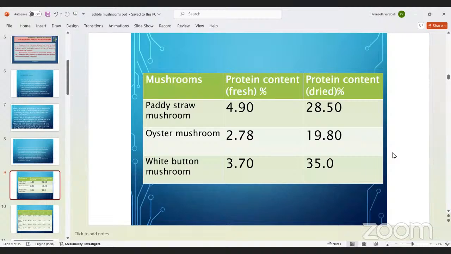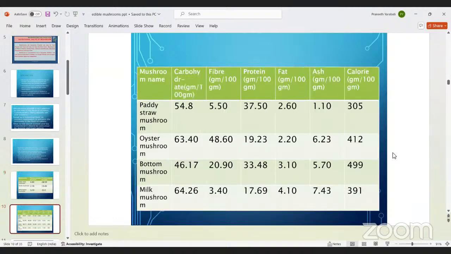Here is the different content of protein in different types of mushrooms. In paddy straw 4.9%, in oyster mushroom 2.78% of protein is present, and in white button mushroom 3.7%. This is the nutritive value of these different types of mushrooms. Paddy straw mushroom contains 54 grams of carbohydrates, oyster 63 grams, button mushroom 46, and milk mushroom 64.26.